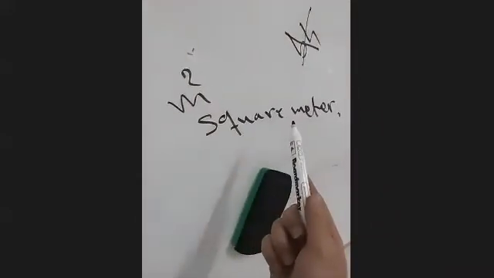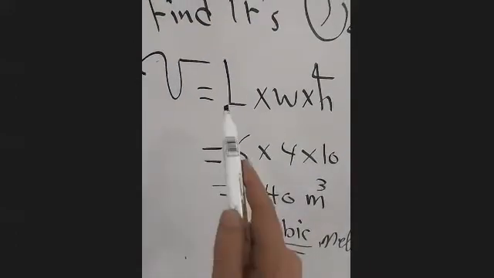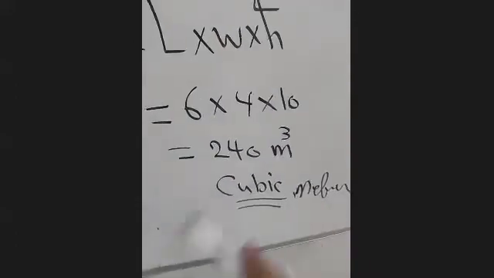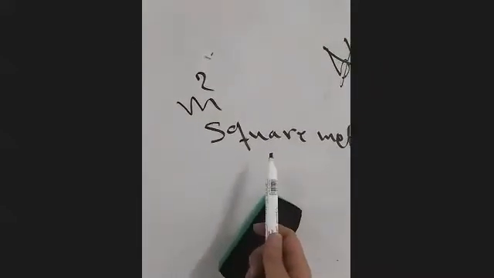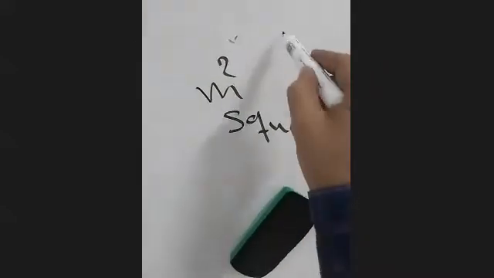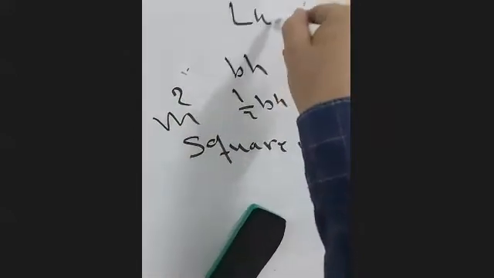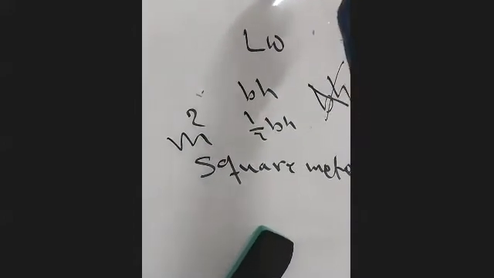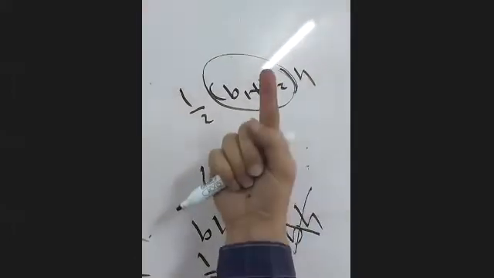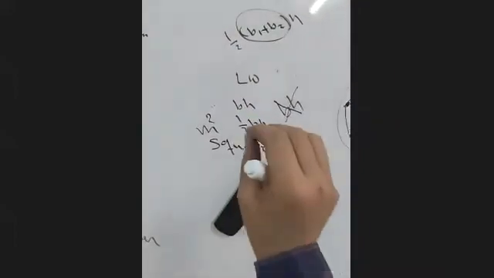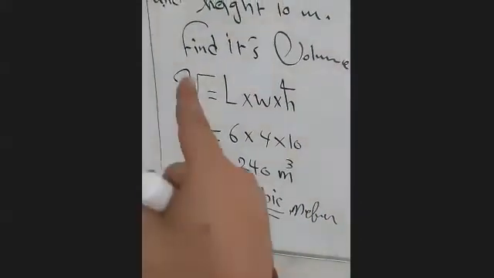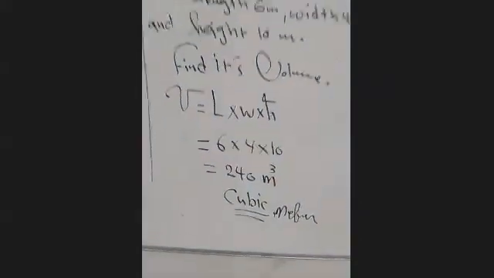Why power 2 here and power 3 here? In the volume, we have 3 dimensions, so we put power 3. In the area, we have 2 dimensions. If you remember, base times height, half base times height, length times width, half of base 1 plus base 2 times height. By the way, this alone is 1 dimension, and the other is 2 dimensions. So if you have 2 dimensions, you are talking about area, square units. 3 dimensions, you are talking about volume, cubic units.